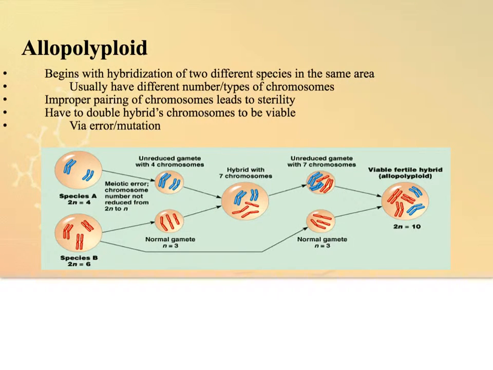Allopolyploids begin with the hybridization of two different species in the same area. These species usually have different numbers of chromosomes, which would lead to an improper pairing of chromosomes, which leads to sterility. But via error or mutation of the hybrid's chromosomes, this would lead to viability of their offspring.